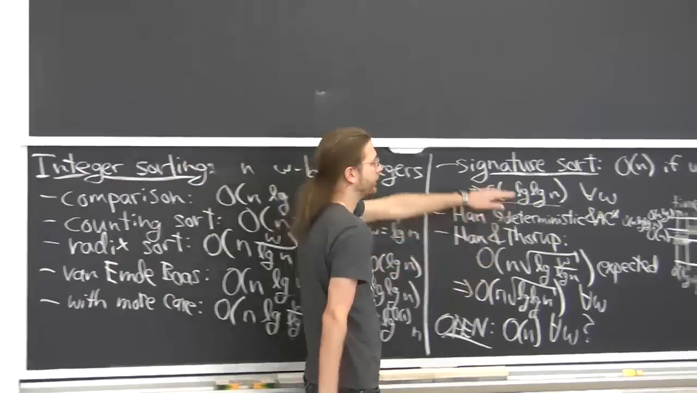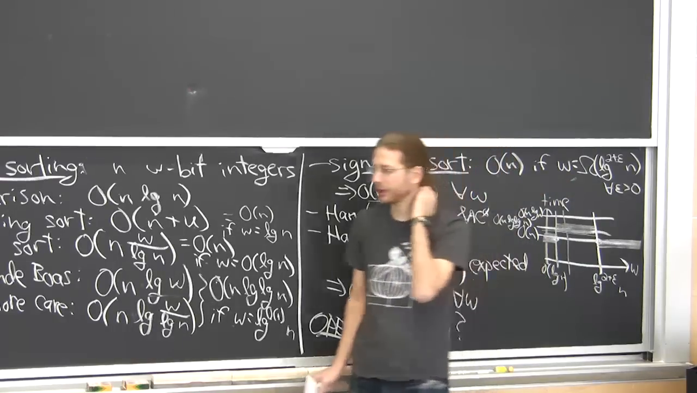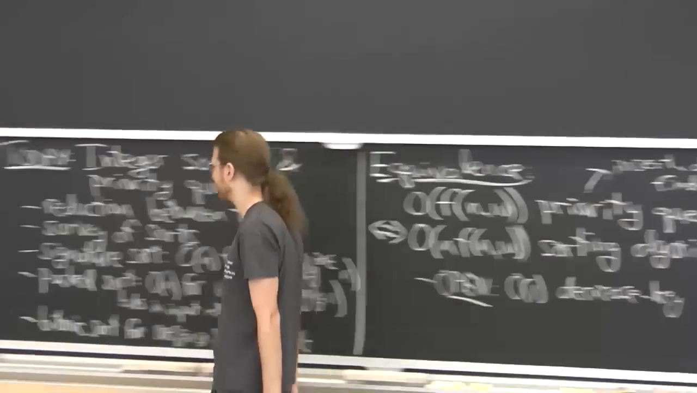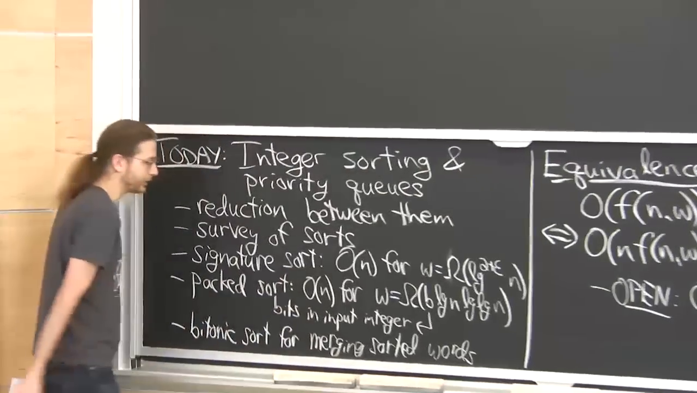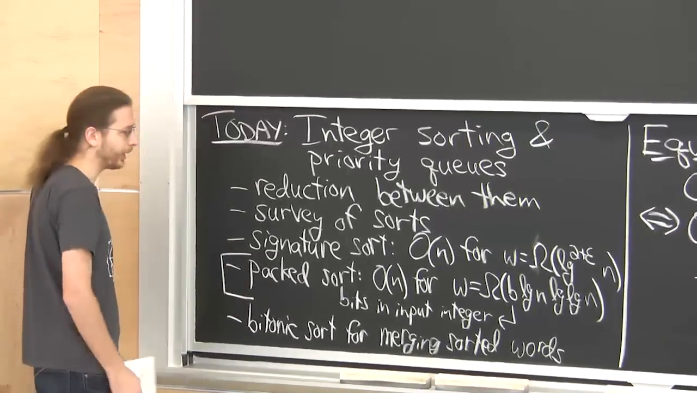So I'll tell you about the slightly large case, when w is at least log to the 2 plus epsilon, how to get linear time. And this is fun. It uses bit tricks. It uses a lot of cool ideas. It uses hashing, lots of things. It also uses another sorting algorithm called packed sort.